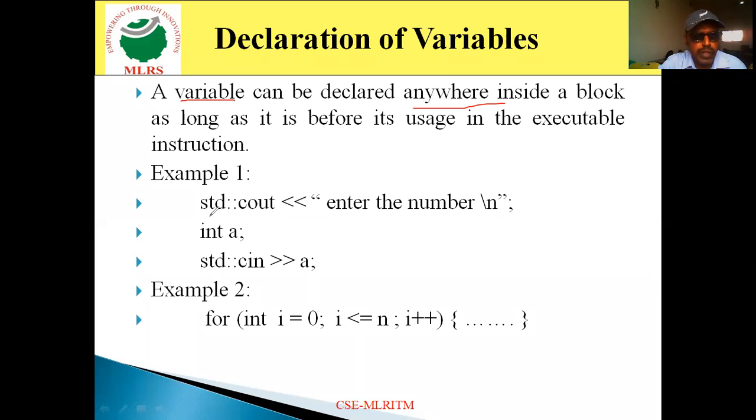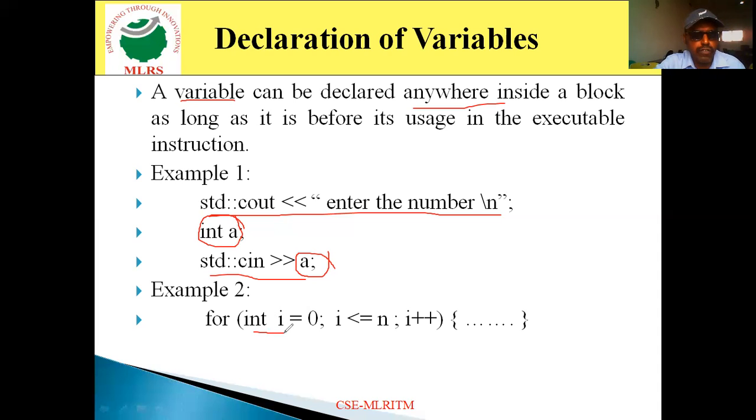Now look at this, how we are going to use it. Here I specified one statement, cout, enter the number. After specifying a statement in between the program, I am declaring a variable int a. Then std scope cin a. Then I am providing a value to the a variable. This indicates that I can declare a variable anywhere, but before using the variable, I must declare the variable.